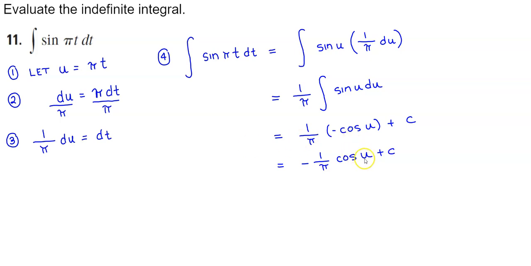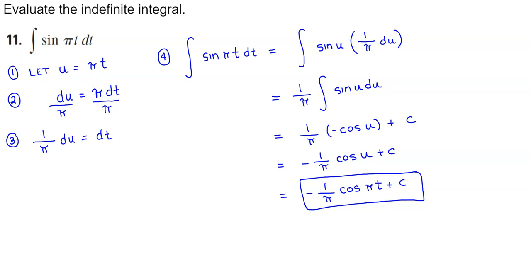And then what did we define u as at the beginning in step 1? Well, it's pi t. So therefore, it's going to equal negative 1 over pi times the cosine of pi t plus c. And therefore, that is our result.